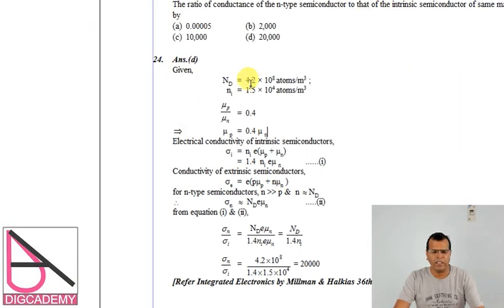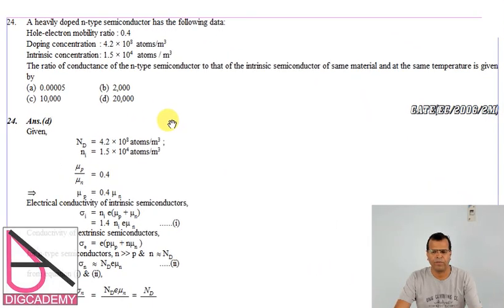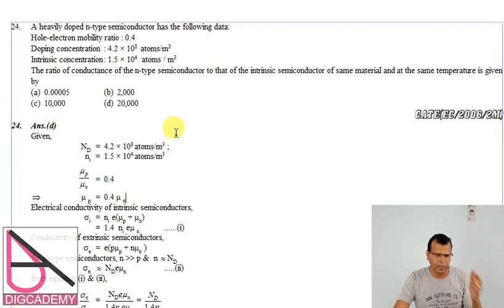Now let us see the next question. A heavily doped N-type semiconductor has the following data. That is, the hole to electron mobility ratio is 0.4. The doping concentration is 4.2 × 10^8 atoms per meter cube. The intrinsic concentration is 1.5 × 10^4 atoms per meter cube.